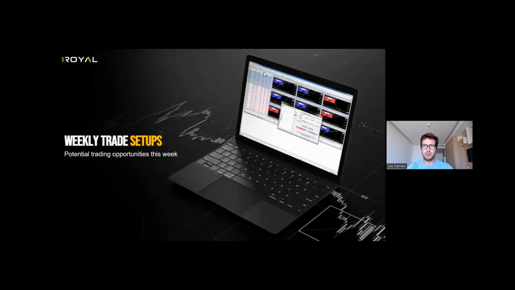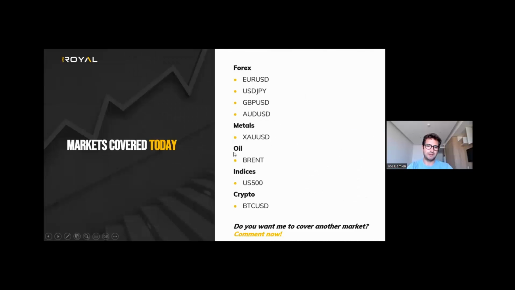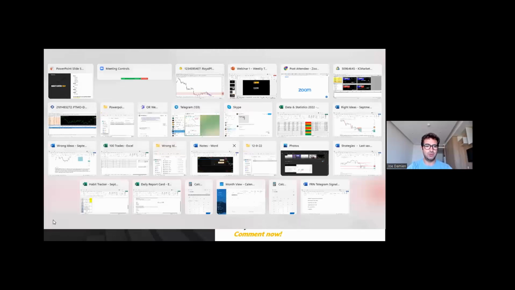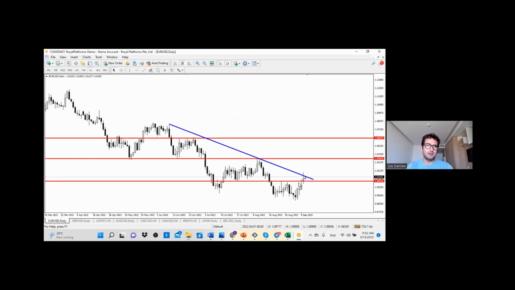We have those assets that we will cover: in forex, EUR/USD, yen, pound, and in metals, the gold. We have the UK Brent oil, US 500, and finally we will cover the BTC/USD. So let's start with EUR/USD on the daily time frame. This is the graph of the EUR/USD daily time frame.